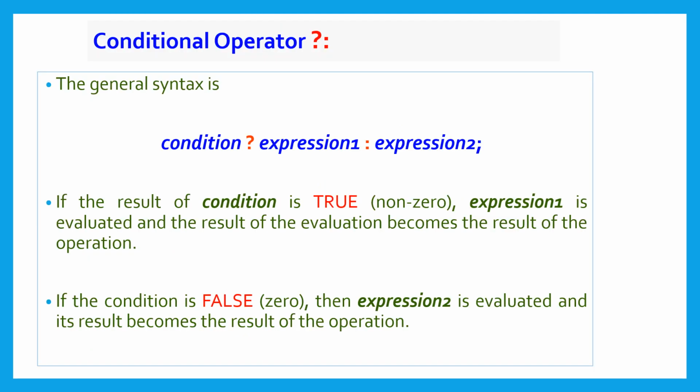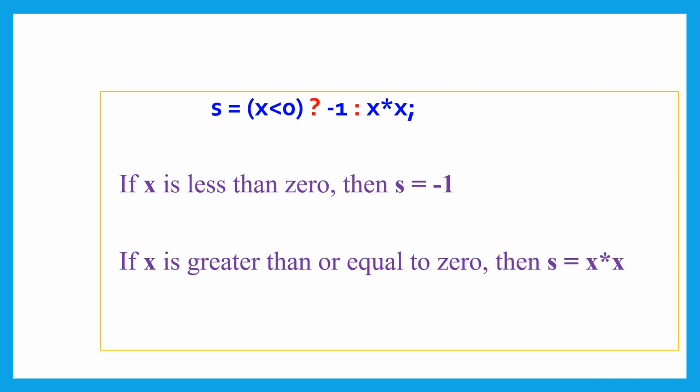Third one, conditional operator. A question mark followed by a colon represents the conditional operator. The syntax is condition, question mark, expression 1, colon, expression 2. The working is, if the condition turns out to be true, expression 1 is evaluated. If the condition is false, expression 2 has to be evaluated. Here is a small example. Those who are interested may pause and go through the example in detail.